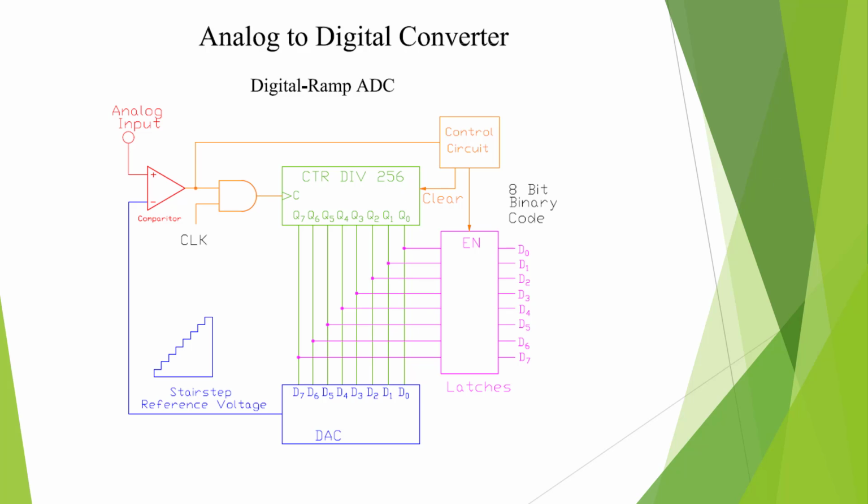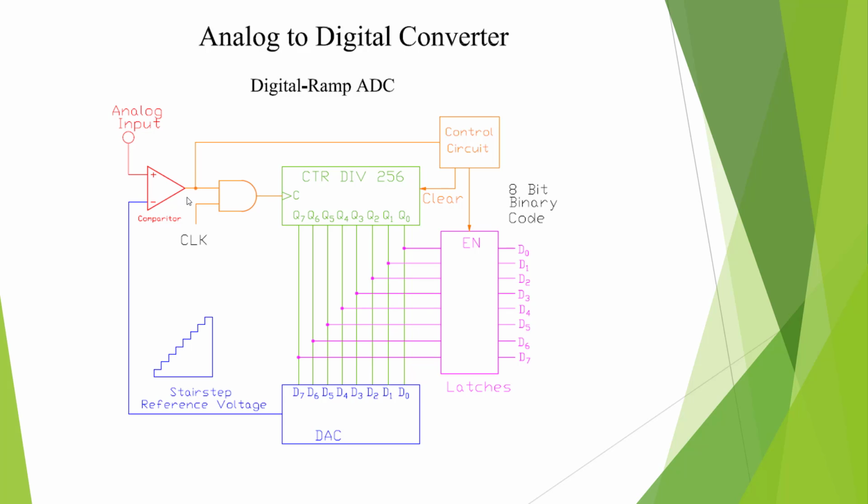And this counter is going to count from 0 to 256. And then we go into a DAC, a digital analog converter. So this is producing a digital pattern, 0 to 255, which is fed into the DAC, which is producing an analog voltage in a stair step.